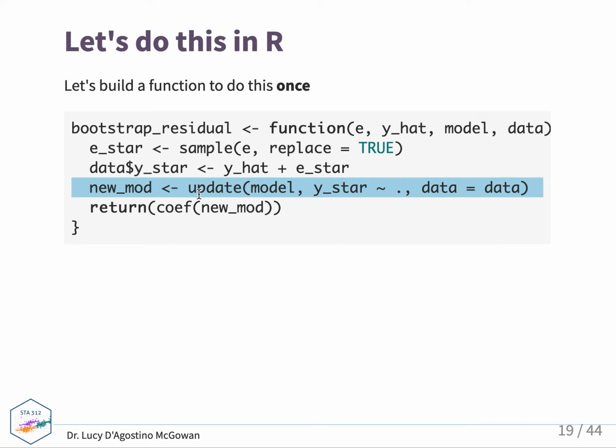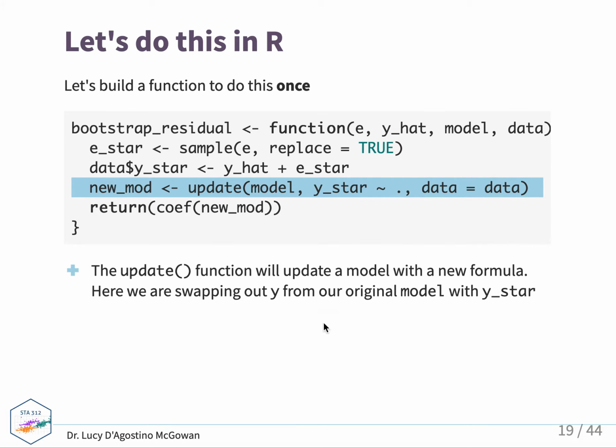I'm going to use the update function to update my model that I'm passing in. So I'm passing this model in, and I'm going to update it so that the y variable is y star, and my data is going to be this data that I passed in. And again, just to remind you, that update function is going to update the model with a new formula. And so here I'm swapping out y from our original model with y star. And if you're curious to know more about update, you can always run question mark update in your console to read that help file.